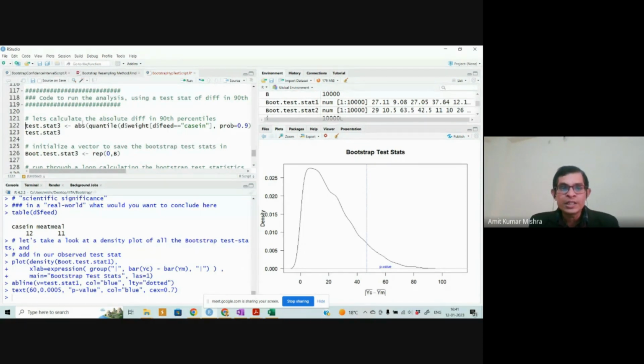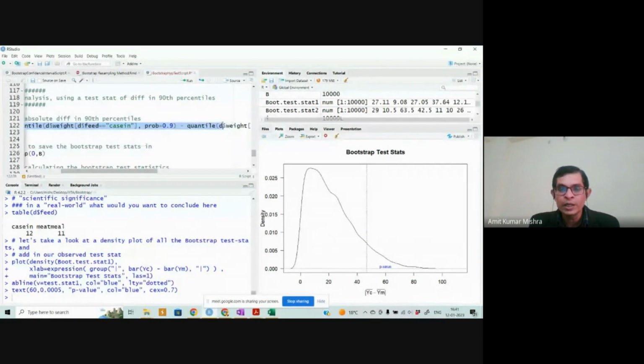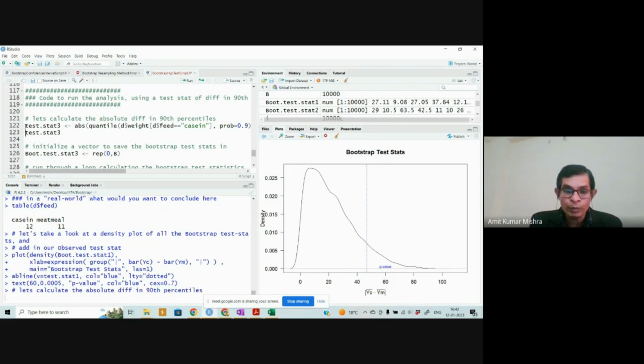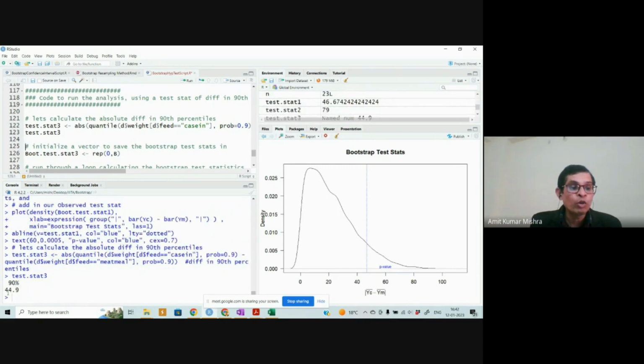Now you have test statistic 3, which will find the absolute difference of 90th percentile. That means quantile, you can say that, with this function. So what I am doing, I am finding the 90th percentile of the weight when feed is casein, and taking the difference with the same thing when the feed is wheat meal. So you find this from the original data. From the original data, this is actually 44.9. Now you will start bootstrapping.